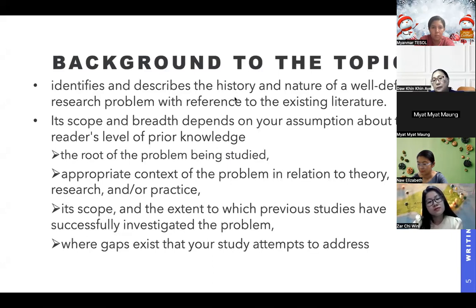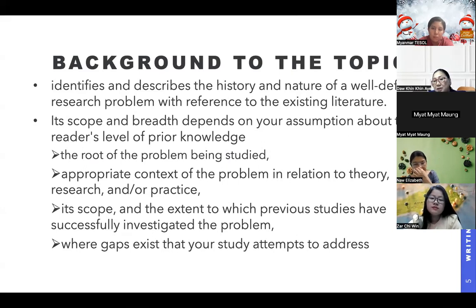For example, in Myanmar, English is the foreign language, not the second language or the first language. Whereas in Malaysia and Singapore, it is a second language, for example. Okay, the context is totally different. In such a case, people may not know about the education landscape of our country. In such a case, you may need to include the background. That means the education system of Myanmar, etc. Something like that.